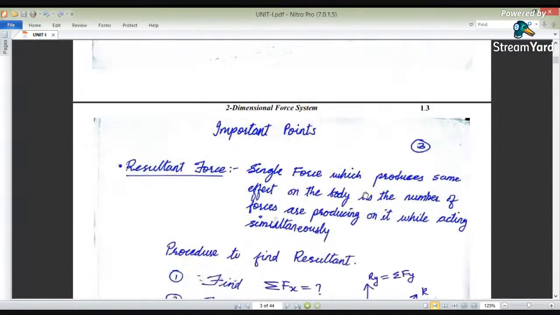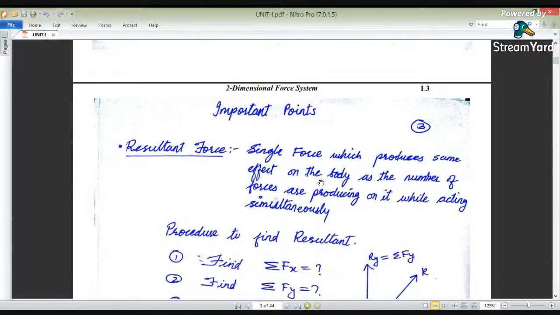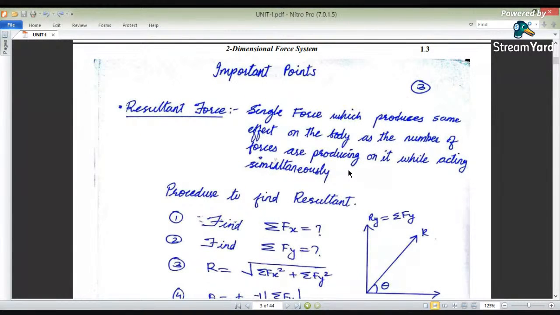Again, important points related to the resultant force. The resultant force is a single force which produces the same effect on the body as the number of forces produce while acting simultaneously. When a number of forces are acting on a body, we convert those different forces into a single force. That single force we represent as the resultant.